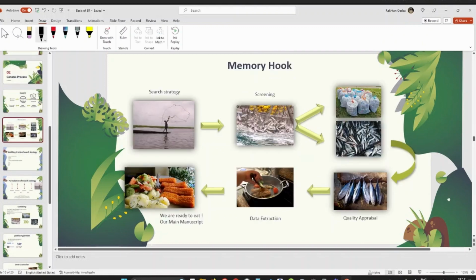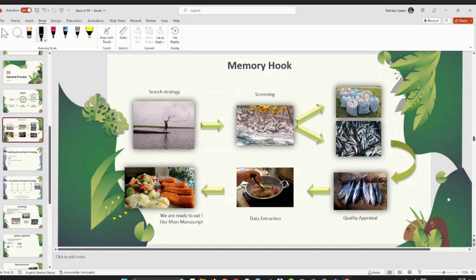All this process I have summarized into this memory hook, right? If you know how to catch fishes and cook fishes, you will know how to do this. That is the simple premise behind it. For catching fishes, you will not go to a supermarket. You have to know how to build nets, and you have to search for ponds. The net will be your search strategy, fishes will be your papers, and ponds will be your databases.